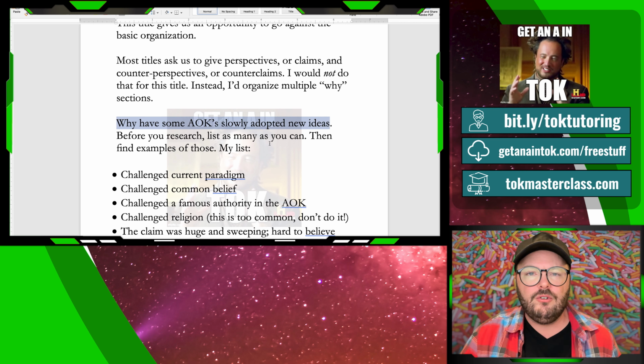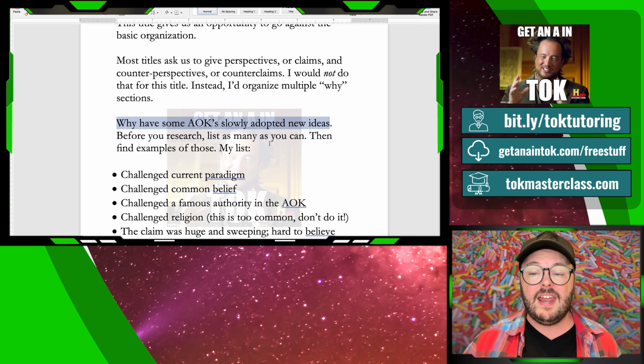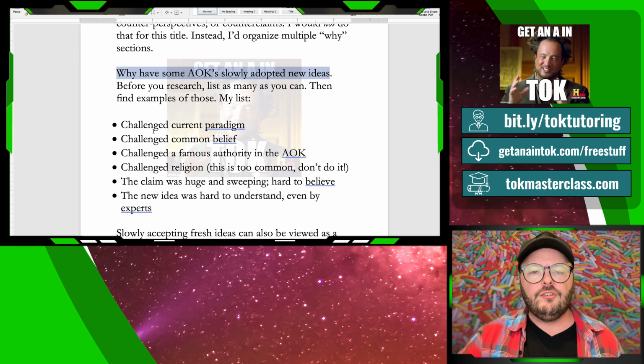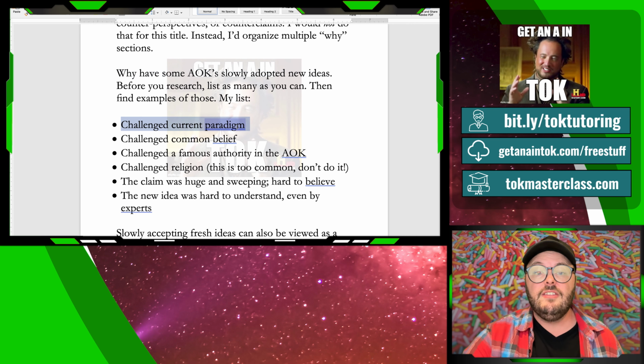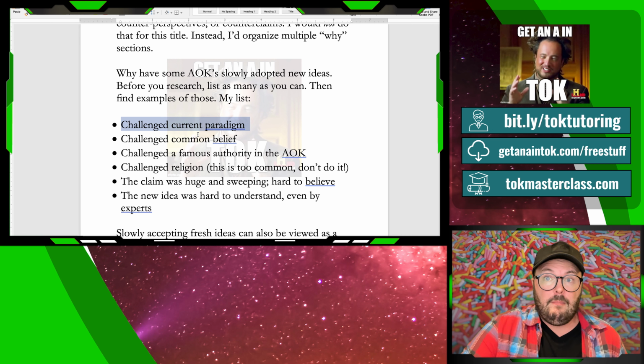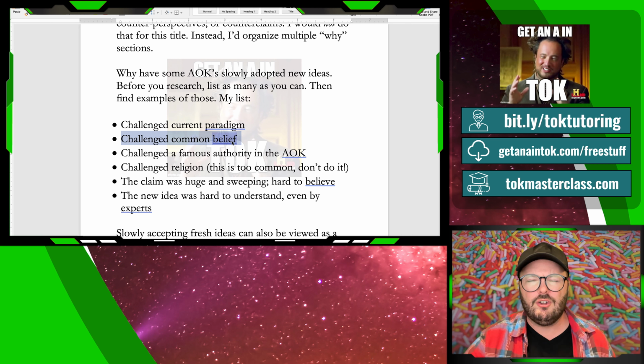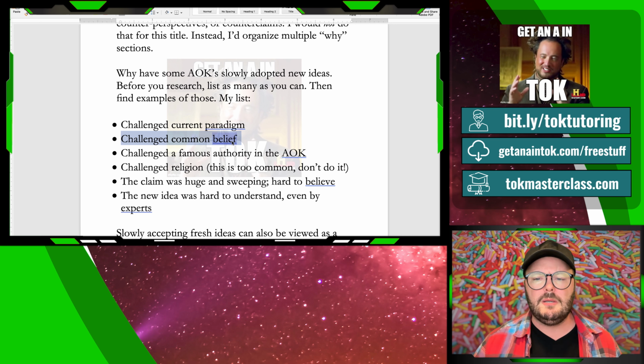Before you research, I would just list as many as you can. Take my list and add to it. If you want to add to it, throw it in the comments too. So here's some of mine. Some things are slowly adopted because they challenge the current paradigm. That makes sense. Some things are not believed because they challenge common beliefs. So not necessarily a paradigm, but just what most people believe.